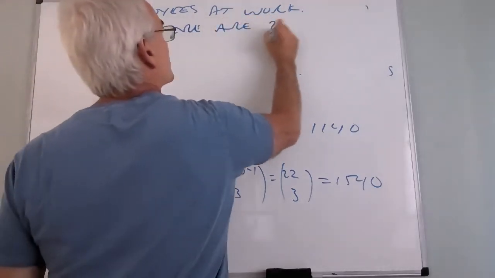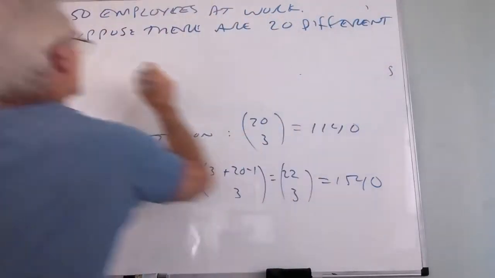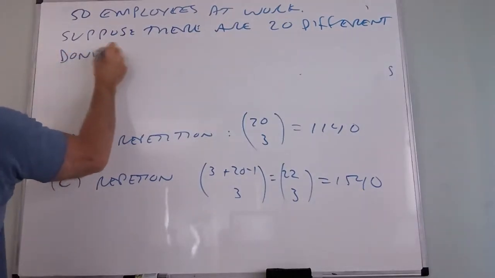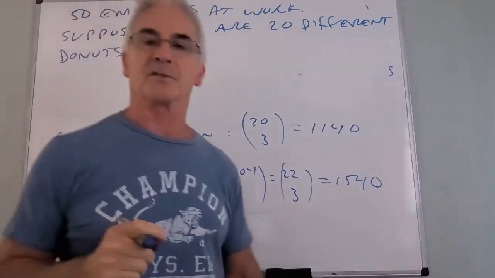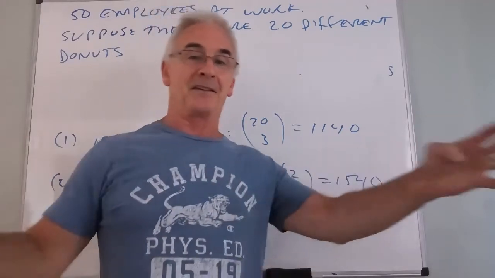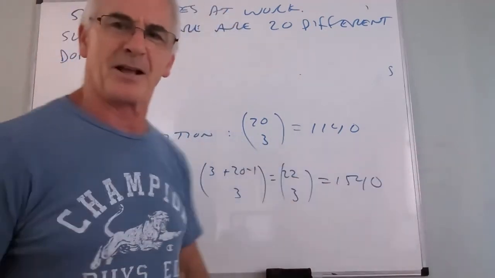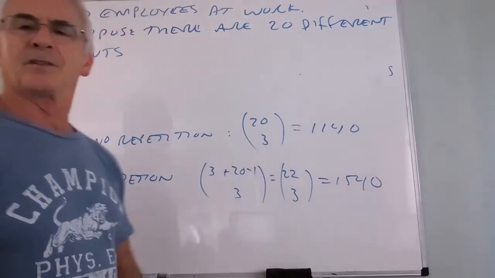there are 20 different donut flavors. I think that's reasonable. And the reason I think that's reasonable is my wife and I went and got donuts a couple mornings ago. It was the first time probably in a year. And I looked at the stand and there were all these donuts. It didn't matter. I still get an apple fritter every time, but it's kind of nice to have the variety. So there's 20 different donuts.